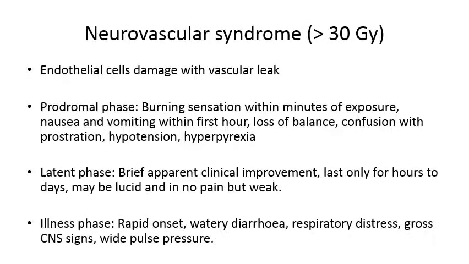Exposure to ionizing radiation more than 30 Gray will usually end up with neurovascular syndrome. It is believed to be caused by the damaging effects of radiation on endothelial cells, causing vascular leak with edema, and consequently an increase in intracranial pressure. During the prodromal phase, the victim might experience burning sensation within minutes of exposure, followed by nausea and vomiting within the first hour, and subsequently, loss of balance, confusion with prostration, hypotension, and hyperpyrexia.